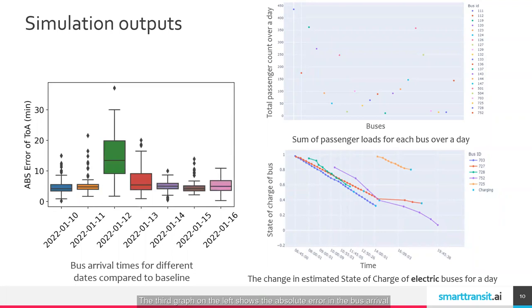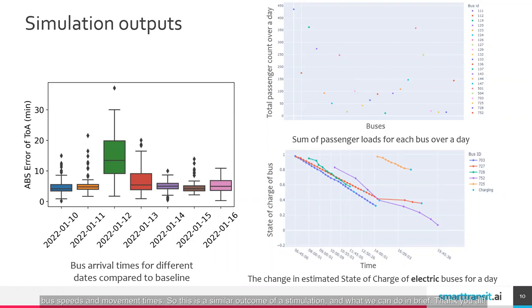The third graph on the left shows the absolute error in the bus arrival times at all stops, compared with the baseline time, which is usually the APC or automated passenger count data, from the real life bus movements, and it is shown over a period of one week. Its comparison shows when a bus arrived in the simulation at a particular stop versus when the bus arrived in real time. And as you can see, the error is usually under 10 minutes for most days. This shows that the simulation can very closely match the real life bus speeds and the movement times.